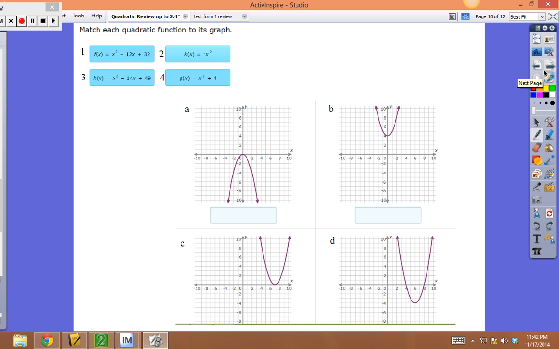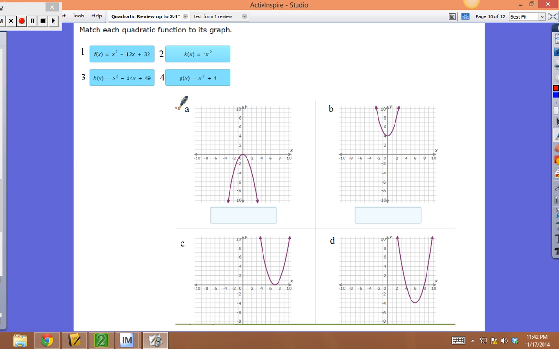Okay, drag and drop. Which one matches which? This one's going to be easy. That's got to be 2. 2 is going to give you a, because of the negative. The negative is going to make it open down. And 4 is going to give you b, because it's going to cross at 4. Your y-intercept is going to happen at 4, which it does right there.